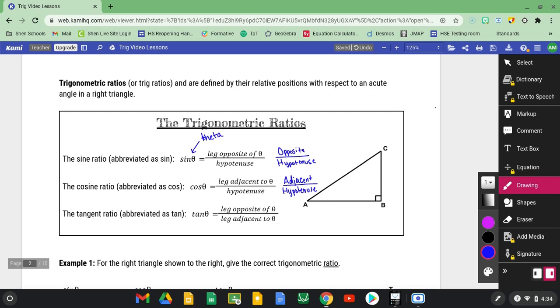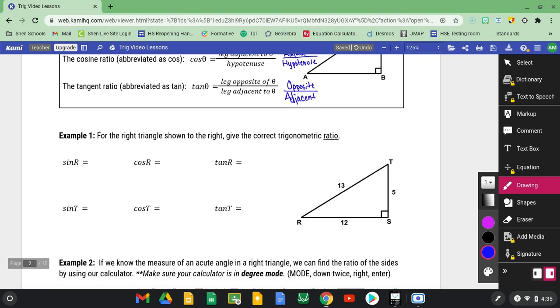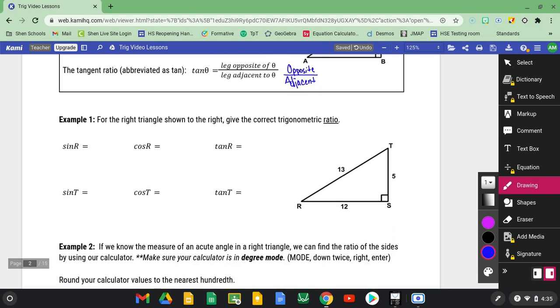Cosine, which is abbreviated as COS, cosine of theta is equal to the leg adjacent to theta over the hypotenuse. And the tangent ratio is abbreviated as TAN. So the tangent of theta is equal to the ratio of the leg opposite of theta over the leg adjacent.